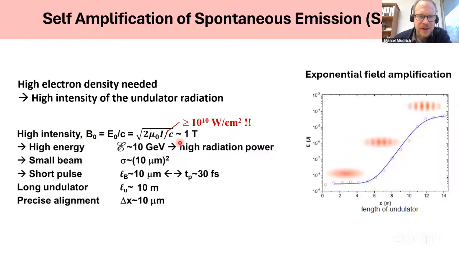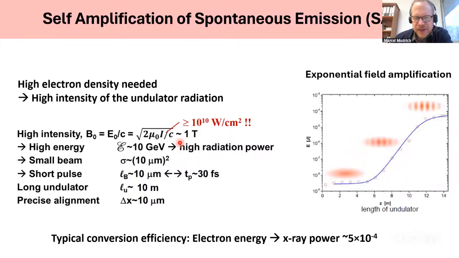That requires a very strong, very intense and dense electron beam in the first place to generate intense undulator radiation. And still the conversion efficiency is on the order of 5 × 10⁻⁴ or so in terms of electron energy actually being converted into X-rays. It sounds like a very small number, but actually this is quite a good number compared to other ways of producing EUV and X-ray light, for example, high harmonic generation. There we are typically at least 2 orders of magnitude below that.